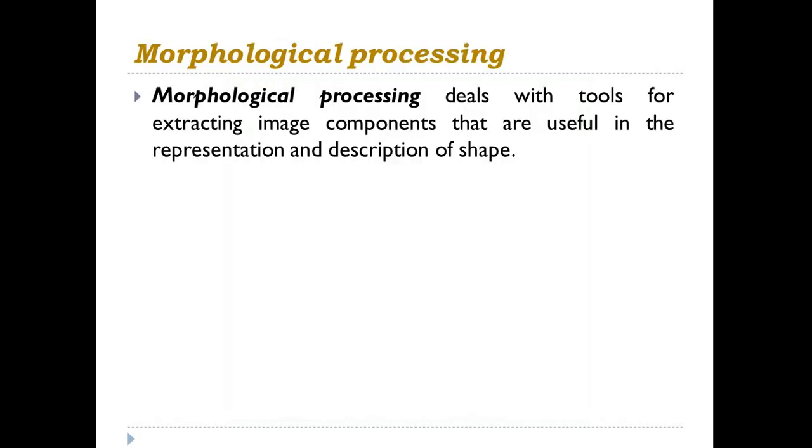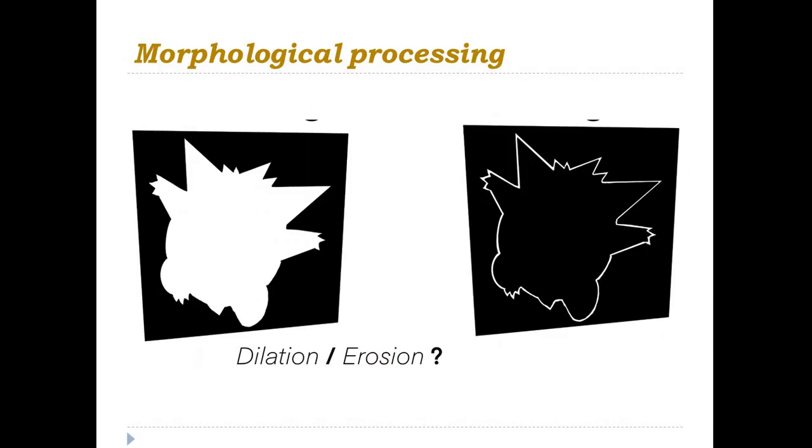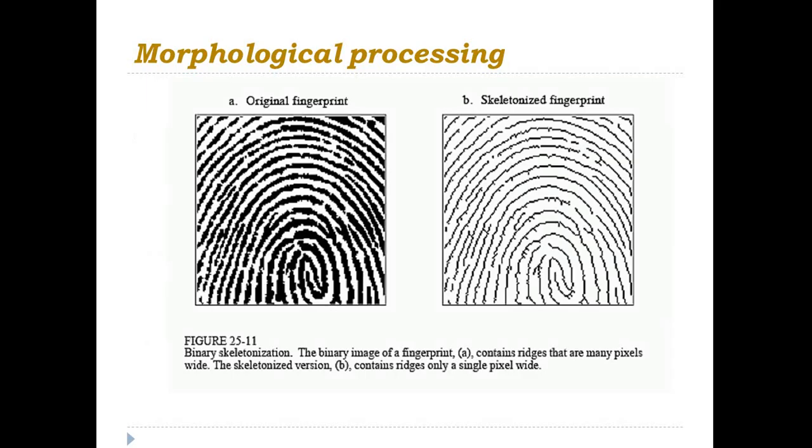Next, let us see morphological processing. Morphology deals with the representation and description of shape. So, morphological processing deals with the tools for extracting image components that are useful in the representation and description of shape. See the examples. The first one is dilation, the second one is erosion. So, these are the morphological image processing operations.